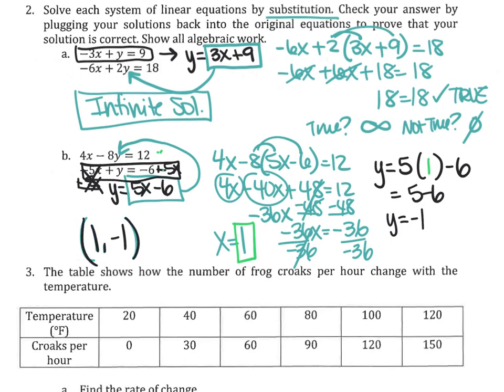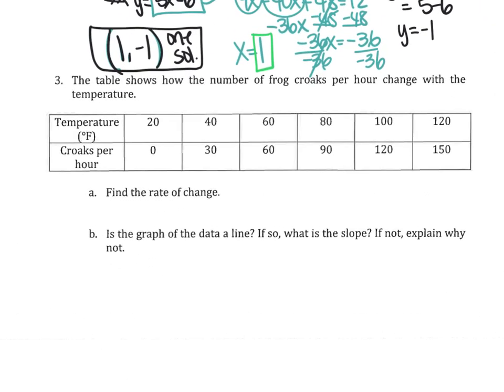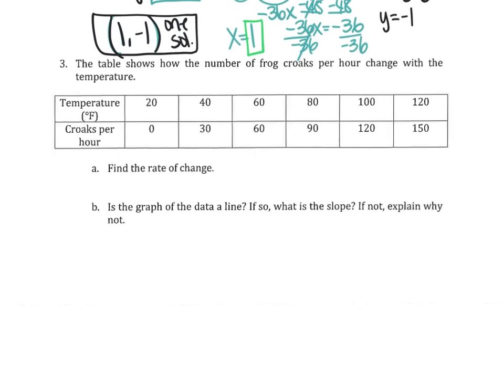And final answer, that is a 1 solution system. Okay, 3. The table shows how the number of frog croaks per hour changes with the temperature. So we have our temperature, croaks per hour, find the rate of change. So you want to look at this and see the change, just looking at the pattern really. So 20 to 40 plus 20, 40 to 60 plus 20, 60 to 80 plus 20, again and again.